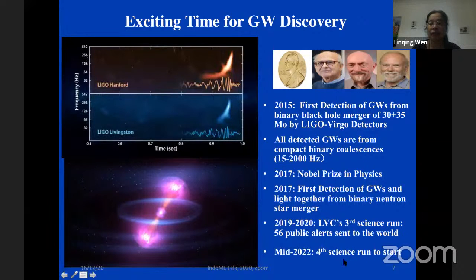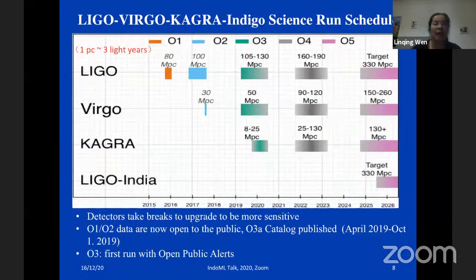The next science run, a science run meaning when the detector is stable and we can actually make measurements and detections, is going to start 1.5 years from now, in 2022. It's going to be more sensitive, and we should expect more discoveries. For the last run, about 10 months with a break in the middle, we had 56 public alerts sent to the world so that other telescopes can follow them up.